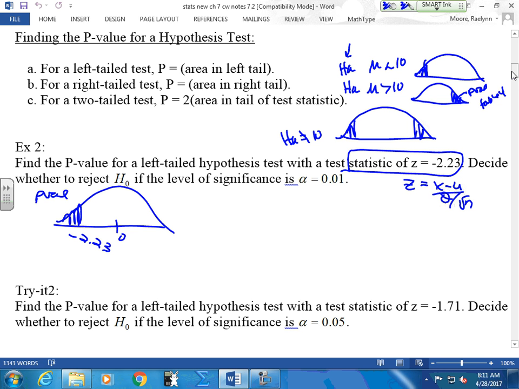I'll xerox another table 4 for you guys. I just find it easier. I'm hoping it's easier like when you find it in your notebooks. So when I look up the area to the left, all I have to do is look up that number and give me the 4 position area. 0.129.